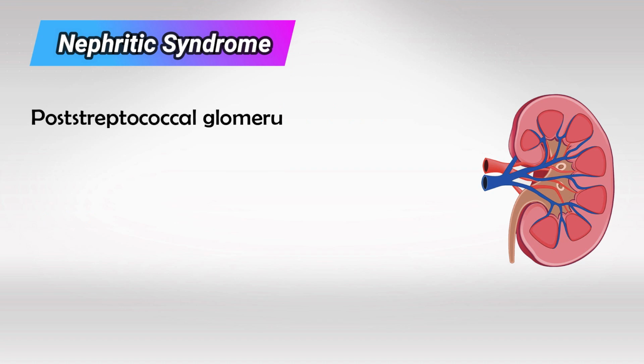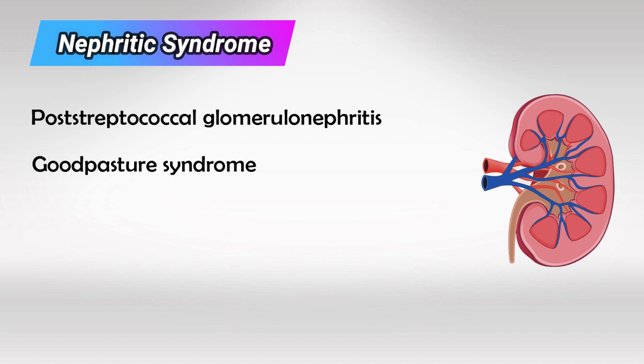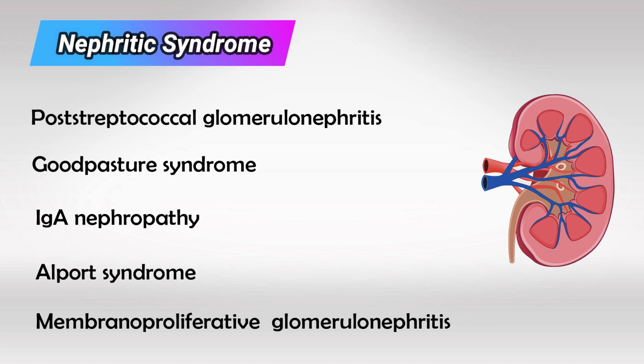The subtypes we have are post-strep glomerulonephritis, Goodpasture syndrome, which is also known as pulmonary renal syndrome, immunoglobulin A nephropathy, which is very common, Alport syndrome, and membranoproliferative glomerulonephritis.